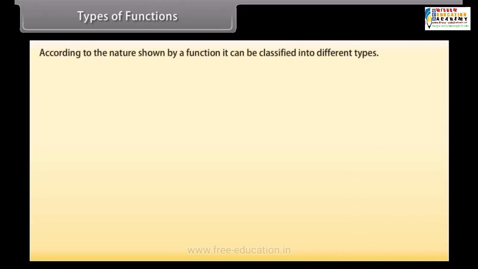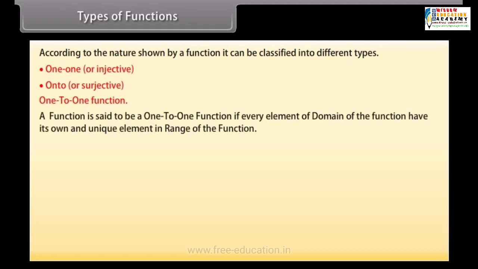Types of functions. According to the nature shown by a function, it can be classified into different types: 1-1 or injective, onto or surjective. 1-to-1 function. A function is said to be 1-to-1 function if every element of domain of the function has its own and unique element in range of the function.